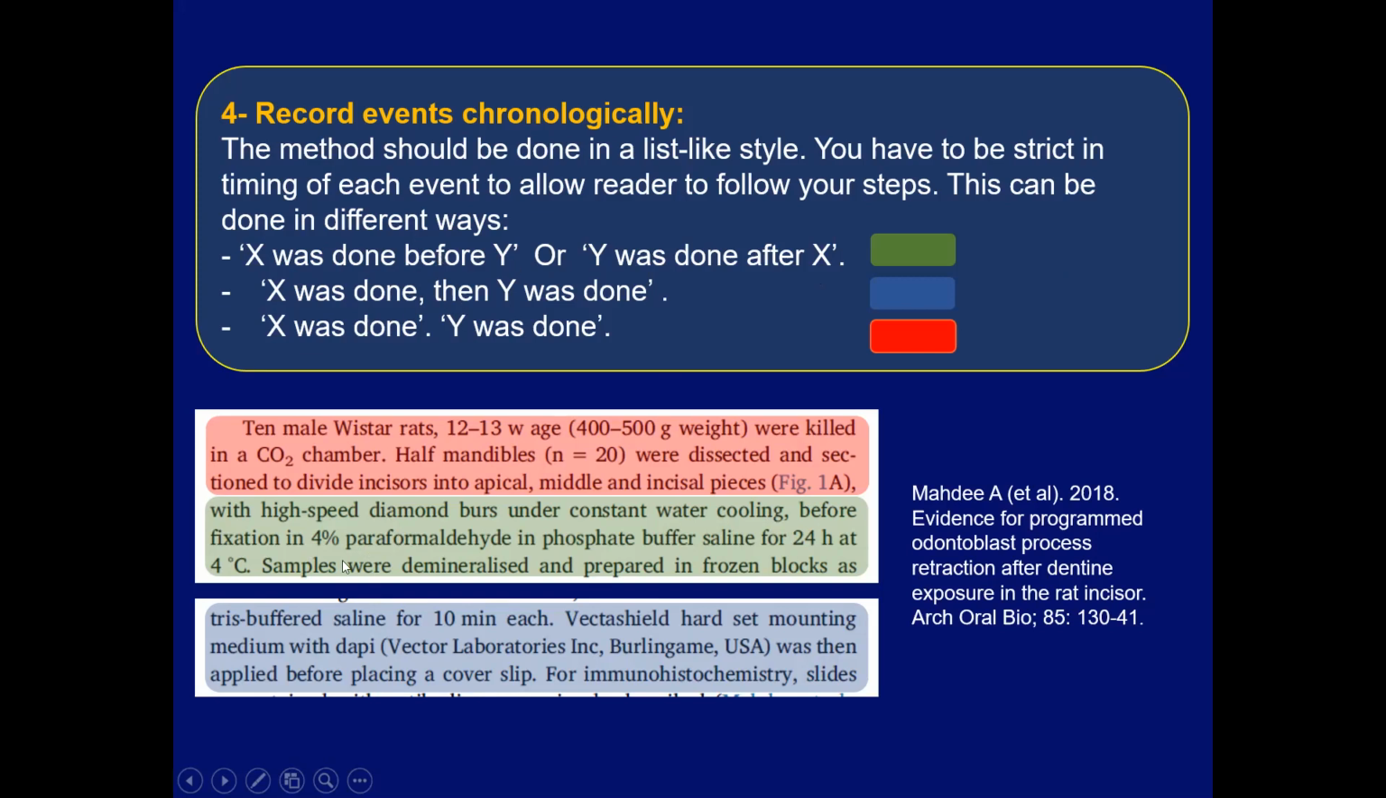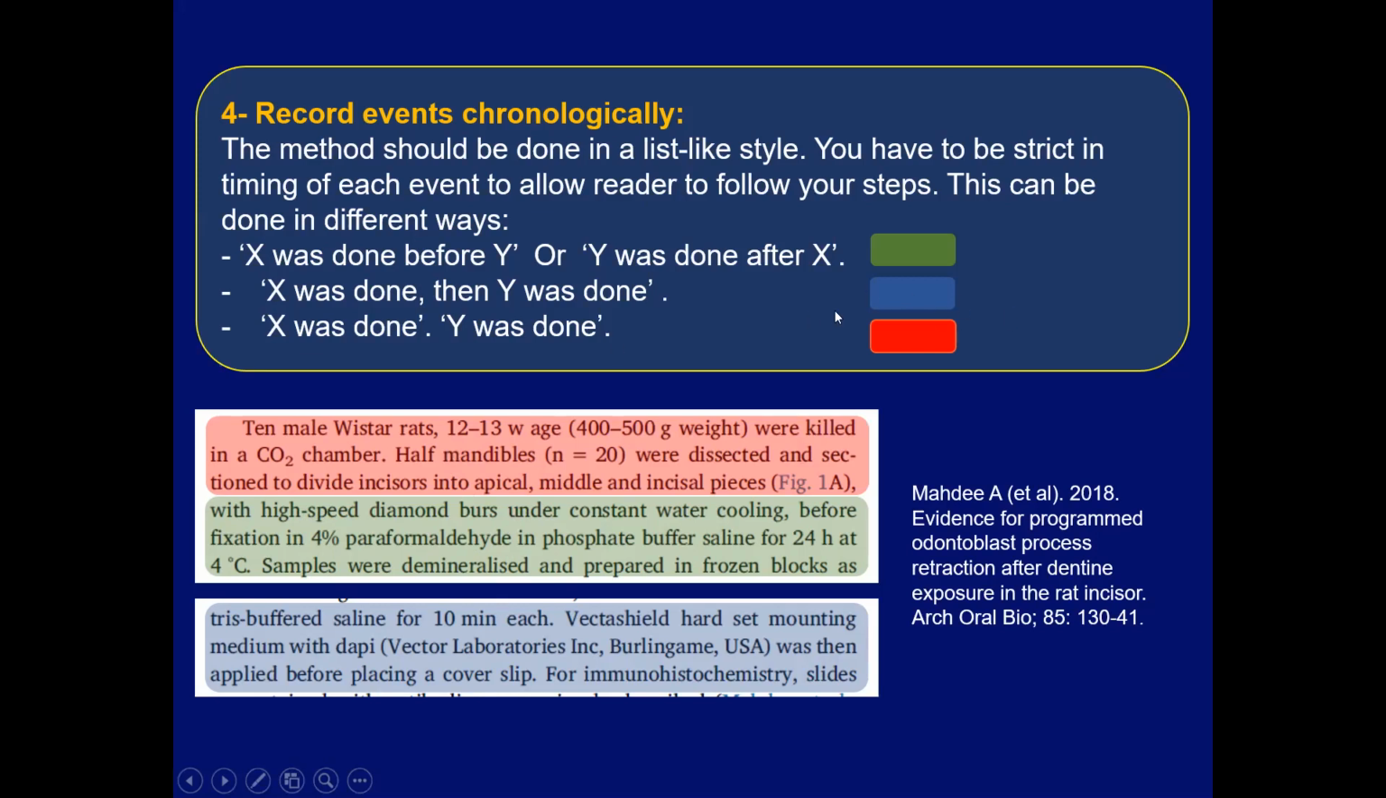X was done before Y. So he mentioned the high-speed diamond burs under constant water cooling before fixation in 4% paraformaldehyde and phosphate buffer saline for 24 hours at 4 centigrade. Samples were demineralized and prepared in frozen blocks. So the authors here mention that certain steps were done before the other ones, very clearly using the word before. Also, you can reverse the sentence when you say fixation was done after the high-speed burs under constant water cooling, which is also acceptable.